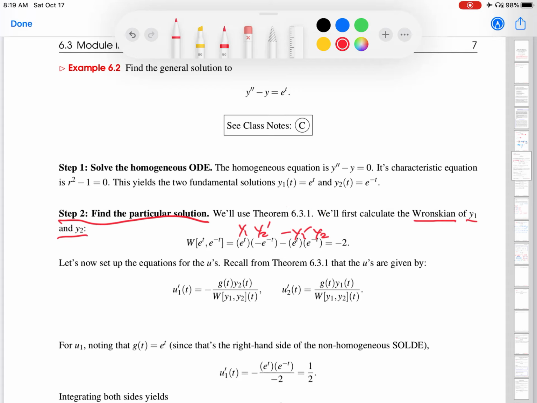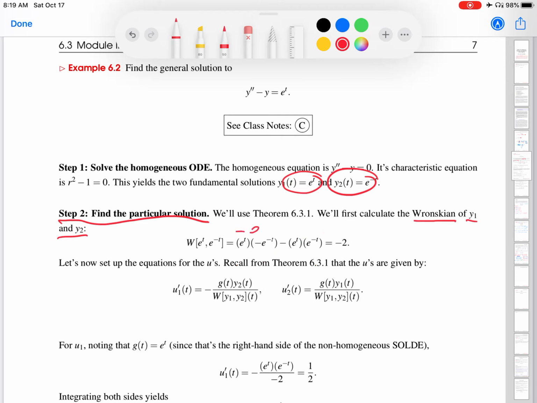All right, and y1 is e to the t, so that's there, and y2 is e to the minus t. That's its derivative. You bring down a -1 because of the chain rule. And then minus y1 prime, e to the t's derivative is e to the t times y2. Great, so if I remove the clutter here, so we can do some of the simplification.